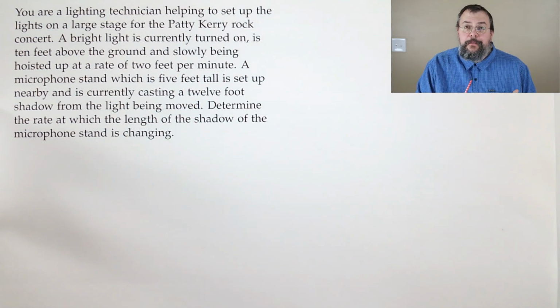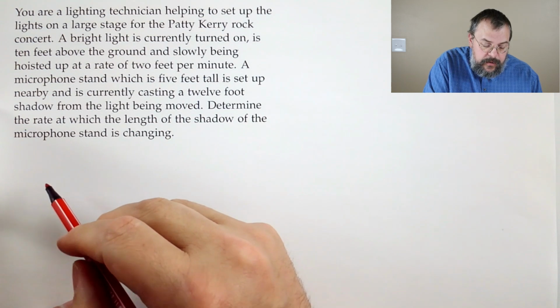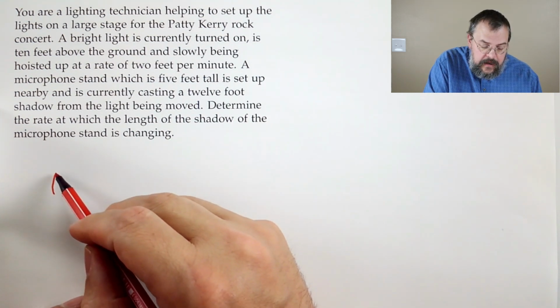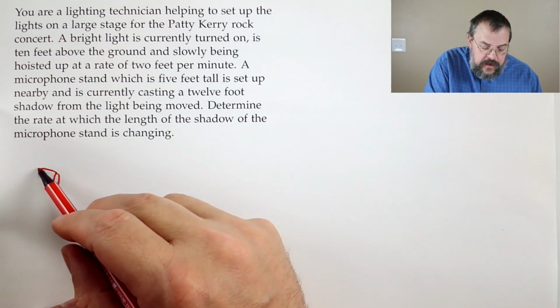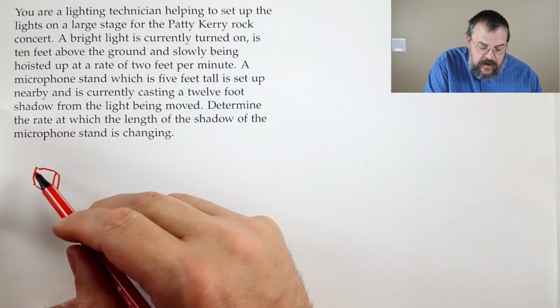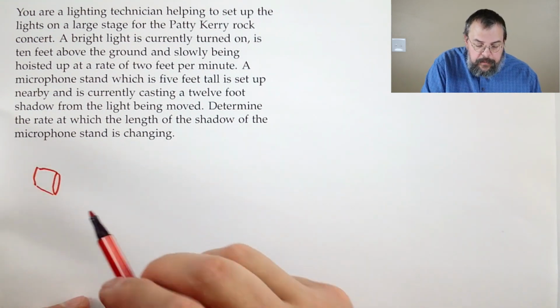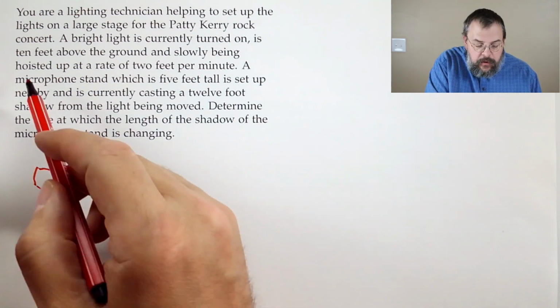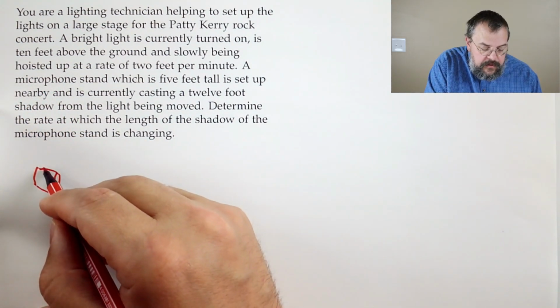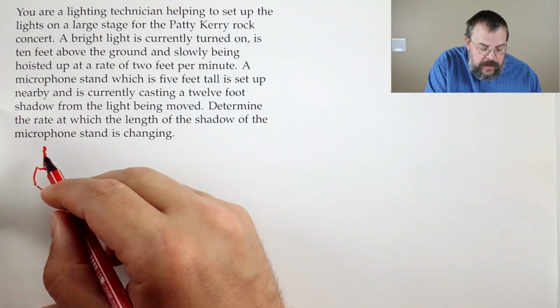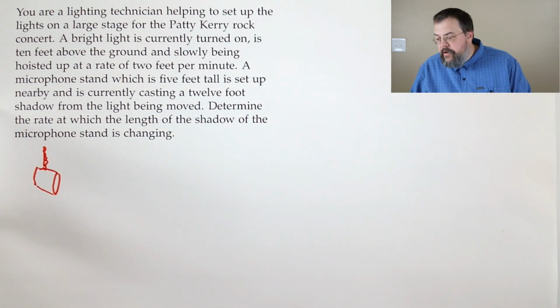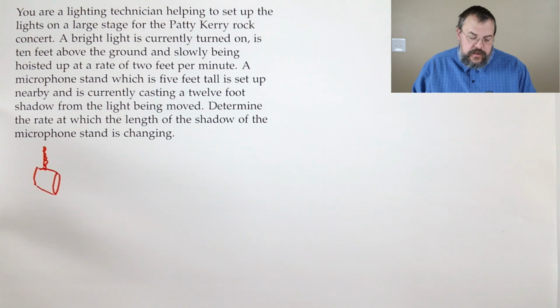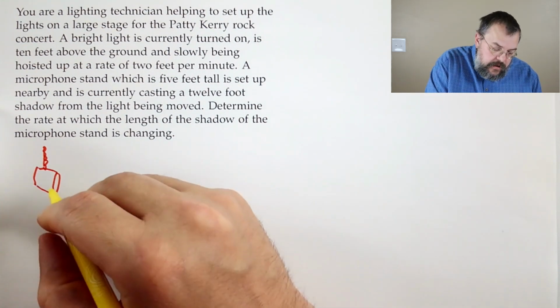So it's helpful to think about the picture. So what do we have? We have a light source. So here's our spotlight, and it's being hoisted up, and it moved up, right? So that's what hoisted. So it's being moved up. So there's this chain here, and they're moving it up. Now this light, of course, it's shining.